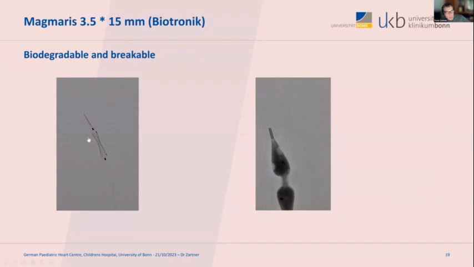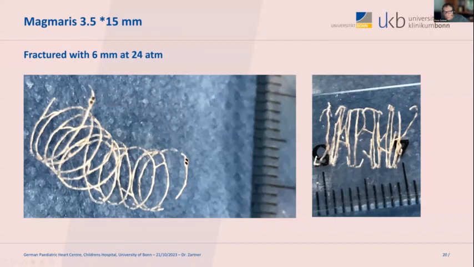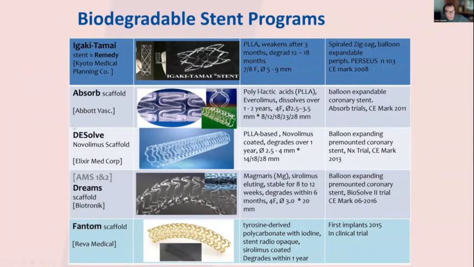This is just an example of how the McMurray stent performed. This is the normal dilation. You can break it relatively easily. If you do it, it looks like this. Even if this looks very uneven, it does not cause any trouble because the stent dissolves anyway. This is just an overview of the available biodegradable stents.